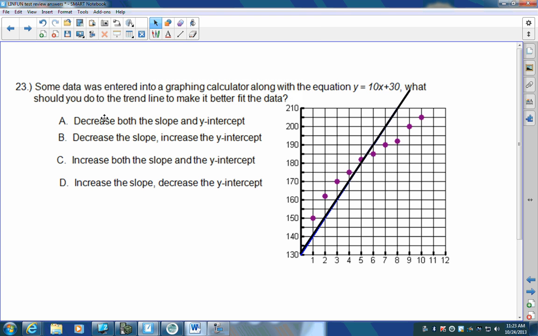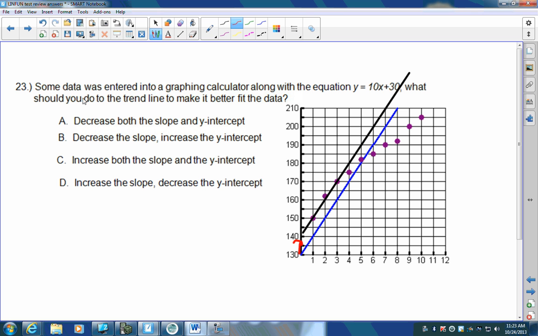Okay, the first one says decrease the slope. When you decrease the slope, you make something flatter. Well, you know what? Actually, it's probably better to go through and fix the y-intercept first. It says decrease the y-intercept. That means to move your y-intercept down. That's not going the right way. What we need to do with our line is move our y-intercept up. So we need to increase the y-intercept.